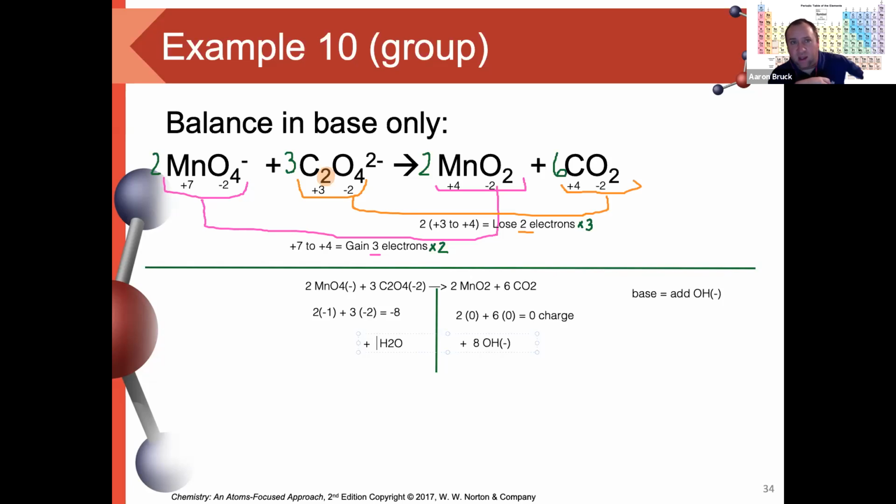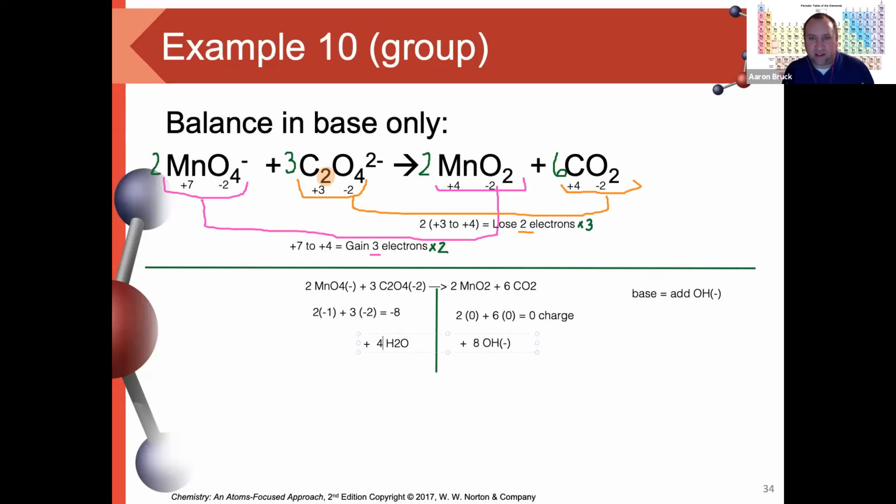I have 8 hydrogens on the product side now. I have 0 on the reactant side. So I've got 8 over here. I've got 0 over here. How many waters would I need to add? I need to get 8 hydrogens, so how many waters would that be? 4. It'd be 4. Each water has 2 hydrogens, so 4 waters would give me 8 hydrogens in total.